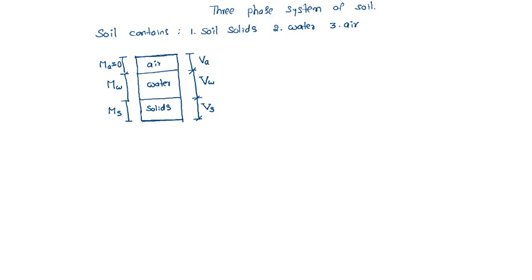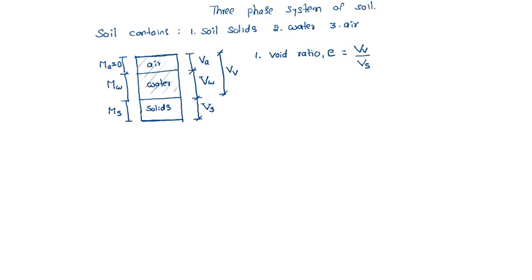Now we need to define some basic parameters of soil mechanics. First one is void ratio. It is represented by small e. Void ratio is defined as volume of voids by volume of solids. Volume of voids means this volume of air and water together. So volume of voids by volume of solids is defined as void ratio.